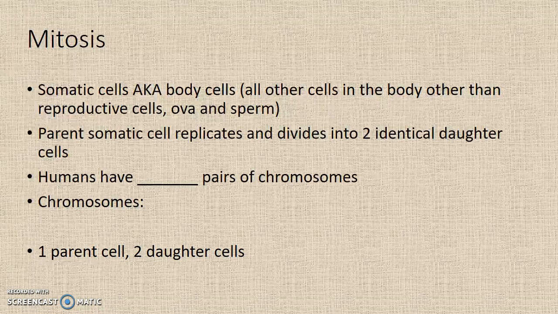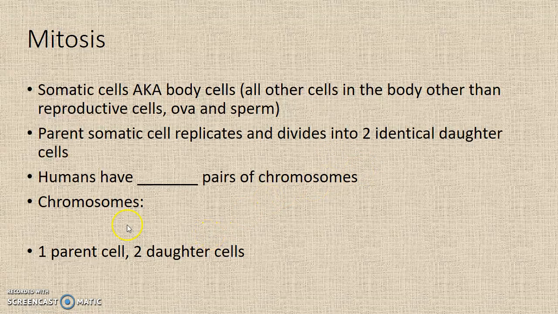The parent somatic cell replicates and divides into 2 identical daughter cells, okay, and within those daughter cells are chromosomes, okay. And humans have 23 pairs of chromosomes, okay, so this would be 23 pairs, or a total of 46, okay, 23 pairs is equal to 46 individual chromosomes, okay.